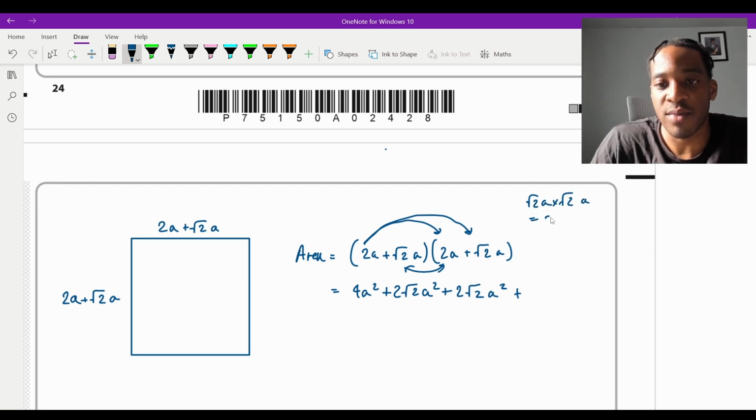The root 2 and the root 2 will make a 2. The a and a will make an a squared. So the last term is just 2a squared. Now tidying this up, we've got a 4a squared and a 2a squared that will make 6a squared.